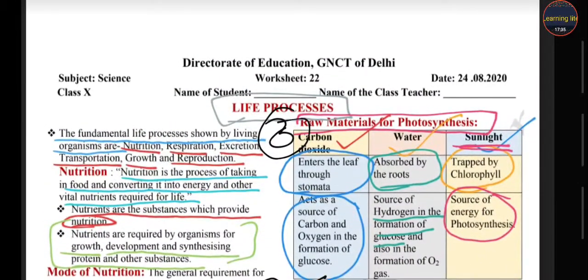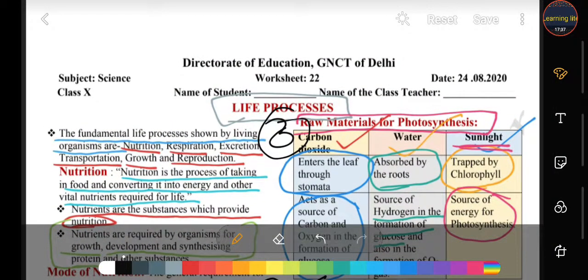What is life process and how do we learn the life process by simple steps? What is photosynthesis? What is stomata? What are the raw materials for photosynthesis and how do photosynthesis steps not occur simultaneously?